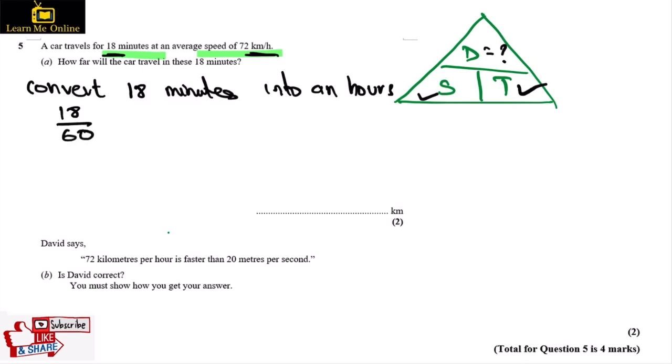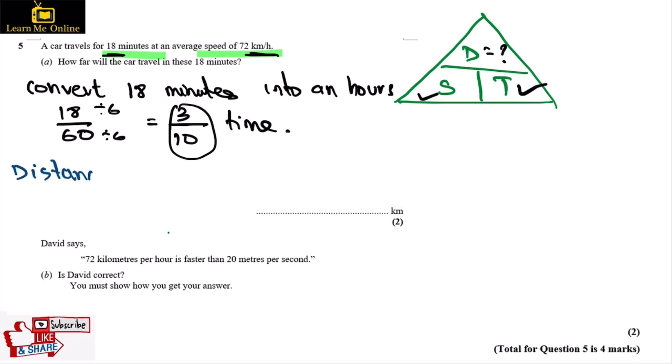We can even simplify it. They both go in the 6 times table, so you divide the top and the bottom by 6. 6 goes into 18 three times, and into 60 ten times. So this is the time. Now, to find the distance, the formula is speed times time. So the distance is 72 times 3/10.